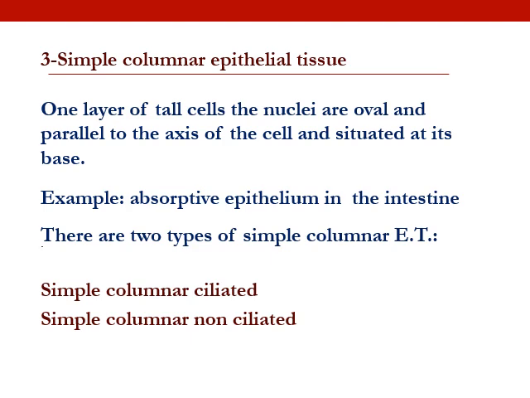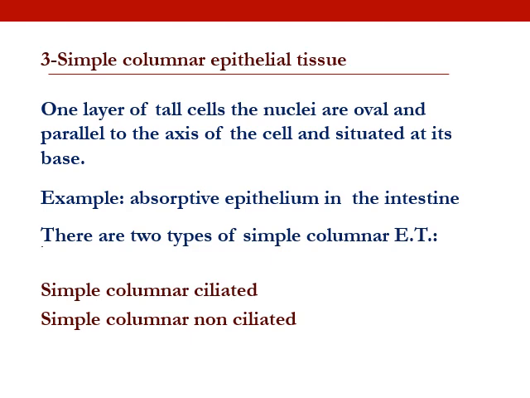The other type of simple epithelial tissue is simple columnar epithelial tissue. This type of tissue composed of one layer of tall cells with elongated nuclei or oval nuclei parallel to the axis of the cell and usually situated near to the base of the cell. For example, the absorptive epithelium in the intestine.